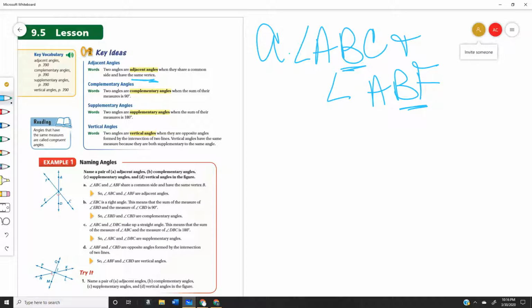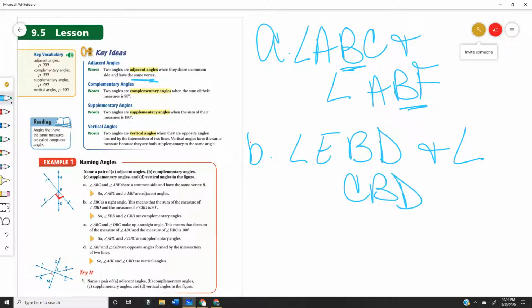For B, it asks for complementary angles. Remember, complementary means that they equal 90 degrees. So we're looking for that square. We see that square right here. So that means that for B, our complementary angles are angle EBD and angle CBD. Noticing again that they share that vertex of B, okay? And they're the two angles, EBD and CBD, that make up that 90-degree angle right there.